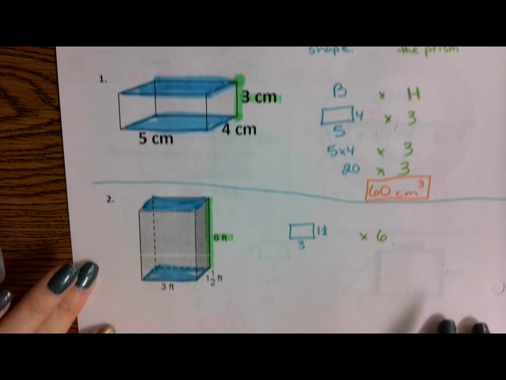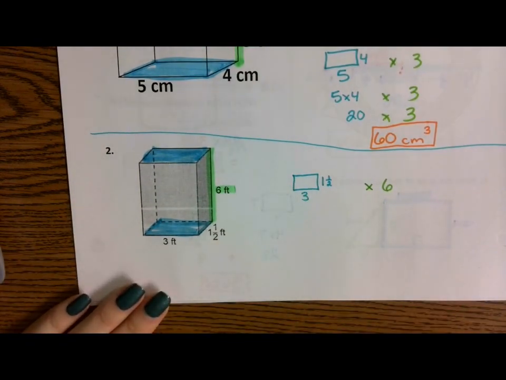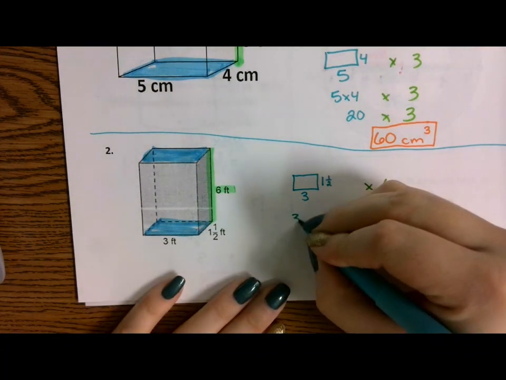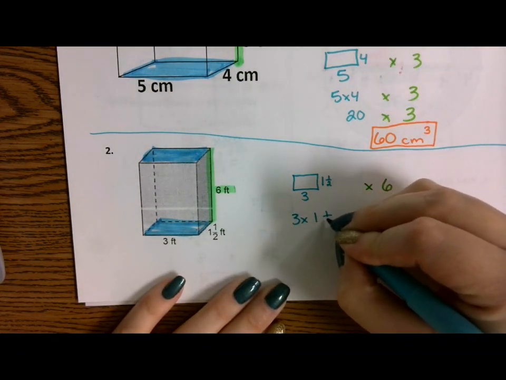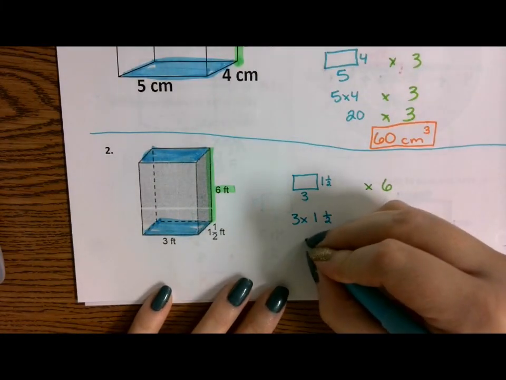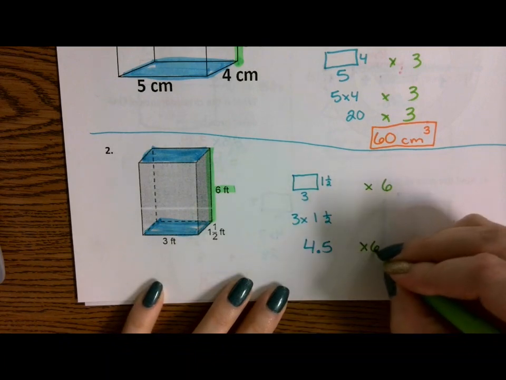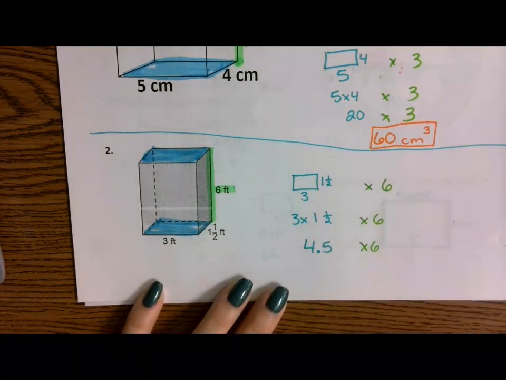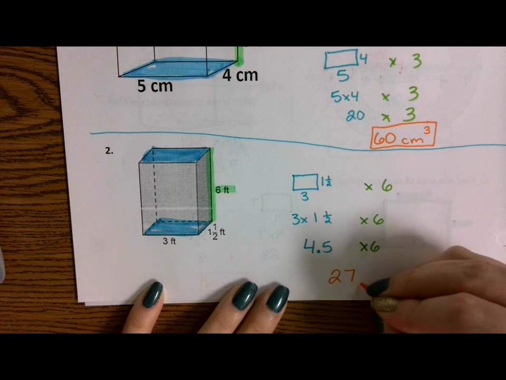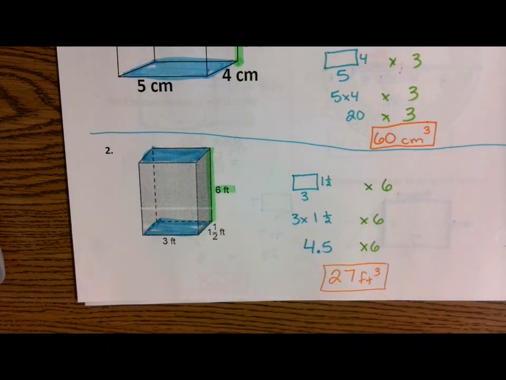Let's take a look at this one. So for here, we've got the rectangle. I went ahead and just used the 3 by 1.5 for the rectangle. So I would do 3 times 1 and 1/2. That comes out to 4.5. It doesn't really matter. And then you would just multiply that by 6. And then you should have gotten that the volume in this case was going to be 27 feet cubed. 27 feet cubed would be the volume for that rectangular prism.